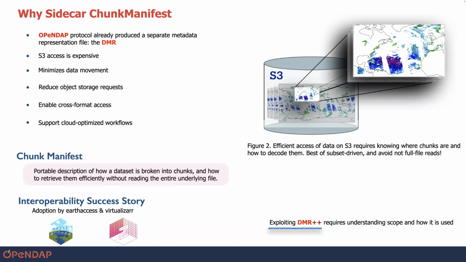We decided that the chunk manifest, the way it describes a data set, should be relatively portable. Even though our initial task was just to support HDF5, we would probably want to support other formats. And we've had some success on the interoperability scope with both Earth Access and Virtual Zarr.